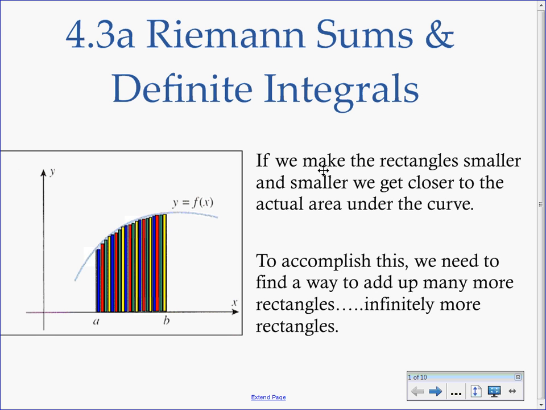Now, the more and more rectangles we make within an interval, what's going to happen with our area? It's going to get more and more accurate. The smaller the rectangles we get, and more of them, the closer we're going to get to our actual area. So what we need is a way to add up an infinite number of rectangles.